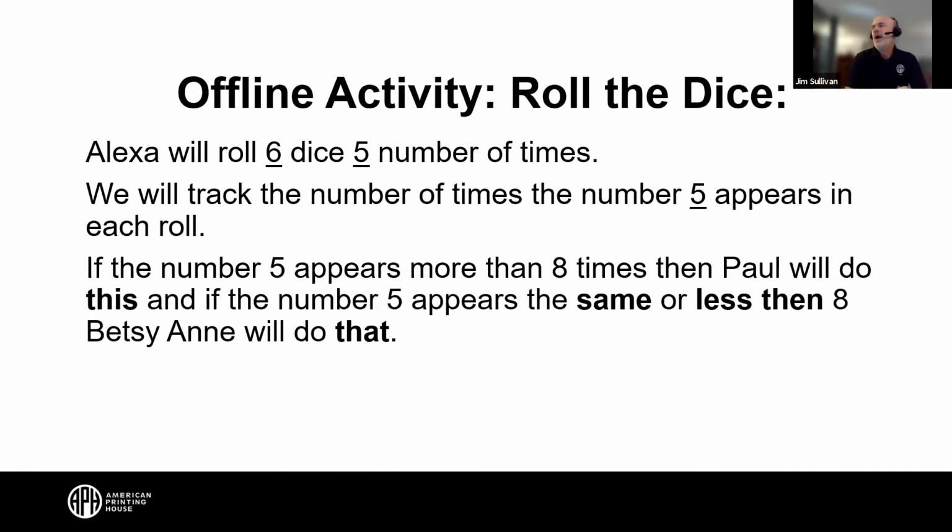So if the number five appears more than eight times, Paul will do this. And that is, Paul is going to win. And we know how much Paul likes to win. Yes, don't we? Don't we, Peter? Yes, we do. Peter very much knows how much Paul likes to win, right? Super competitive.